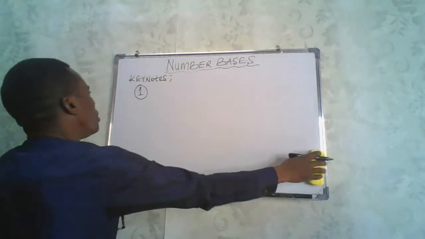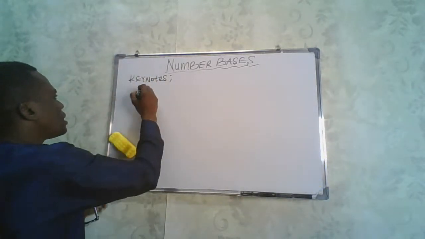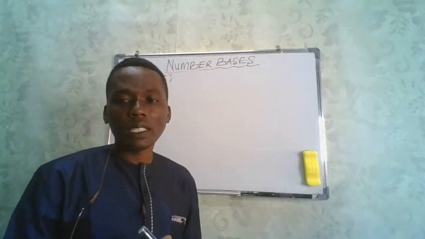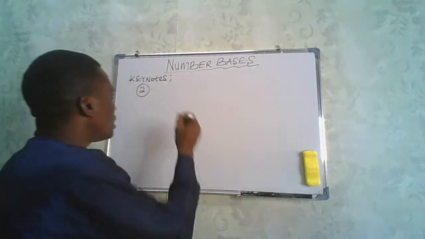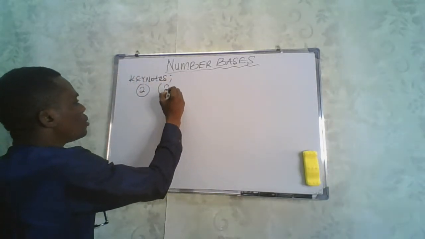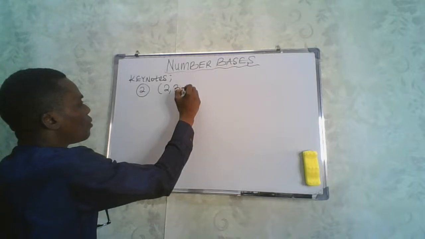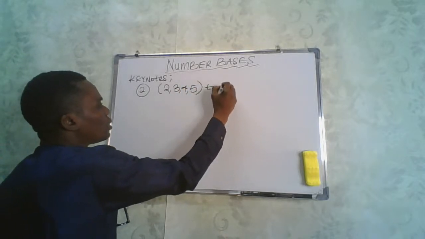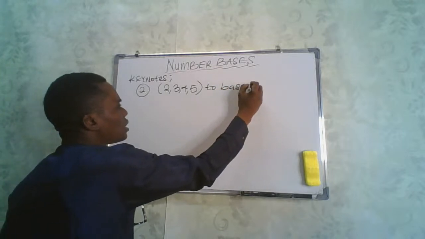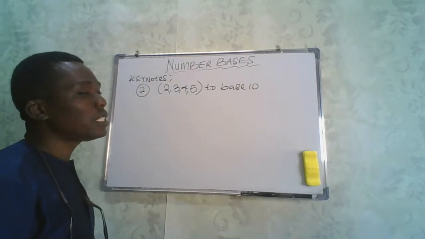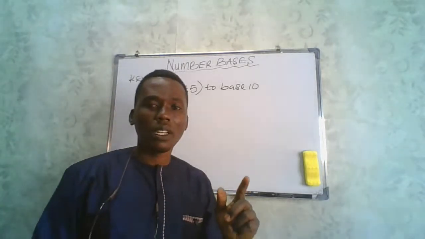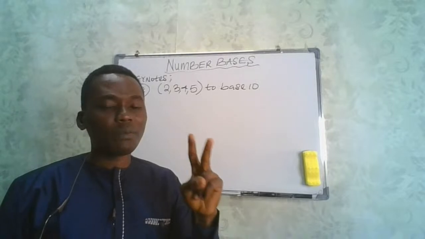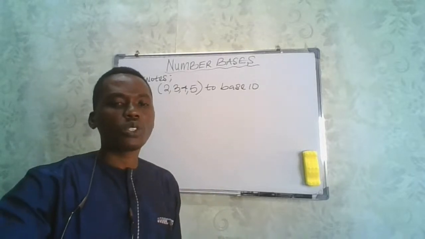In keynote 2, we're going to learn how to convert numbers in other bases, it can be base 2, base 3, base 4, base 5, to base 10. When you are converting numbers from other bases to base 10, we will introduce two different methods you can use in such conversion.